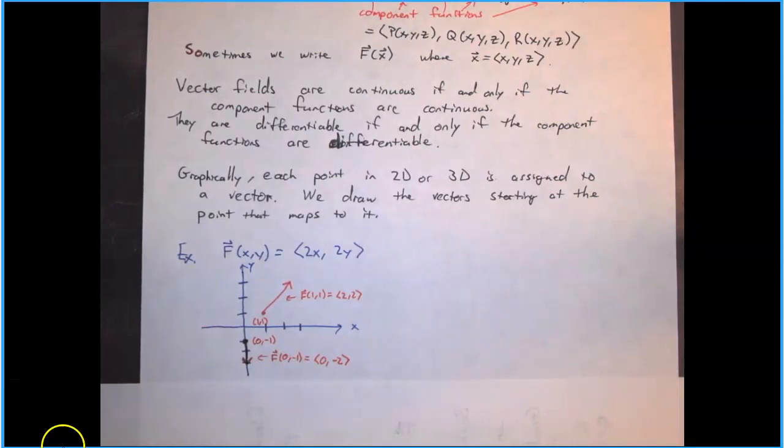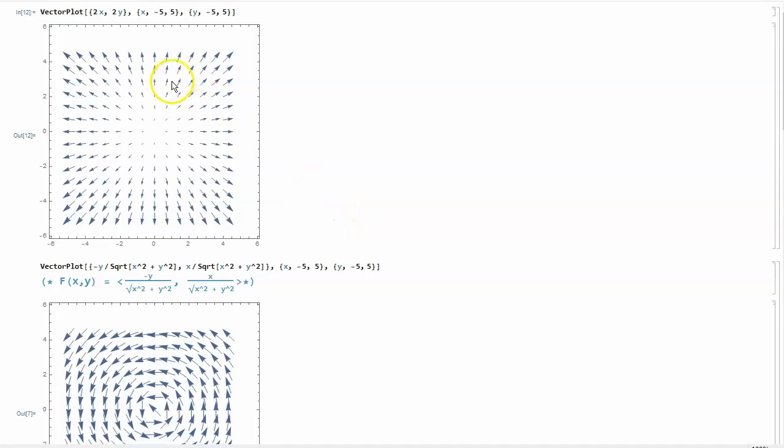But if we go to Mathematica for a second, what we could do is pick some representative vectors, or representative points. So for instance here, this is the same vector field, 2x, 2y. Some points in the plane have been picked, so not every single point has a vector drawn, but a representative set of points in the plane to get an idea of what the vector field looks like.